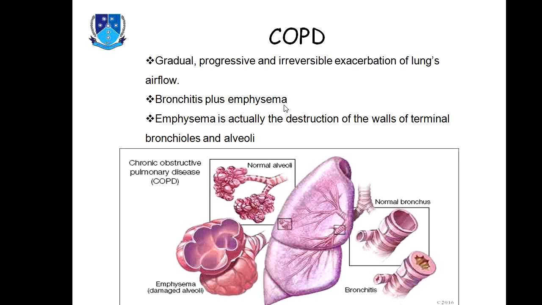So you should be quite clear about the COPD, that in this disease the exacerbation takes place. The exacerbation means that the condition becomes worse as time goes on. With the passage of time, the condition becomes worse and worse in COPD. So this is progressive and gradual. This is very gradual, but this always goes toward exacerbation. This does not go toward improvement. This does not go toward amelioration.